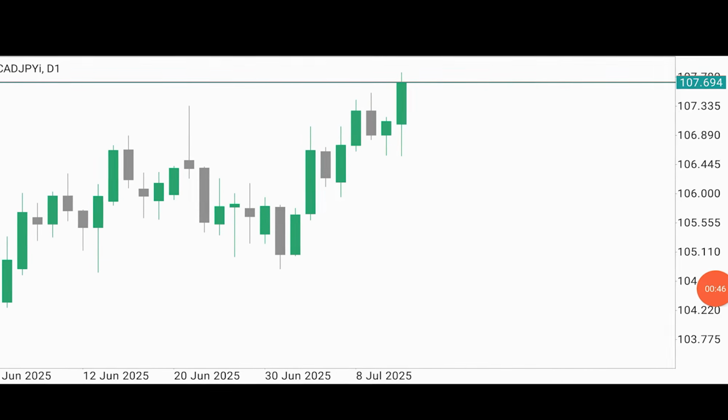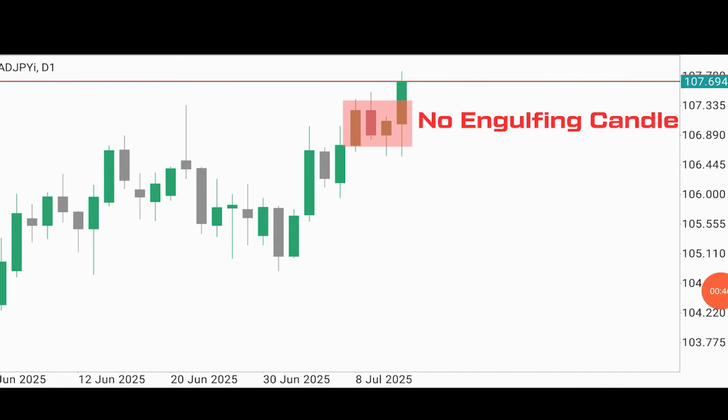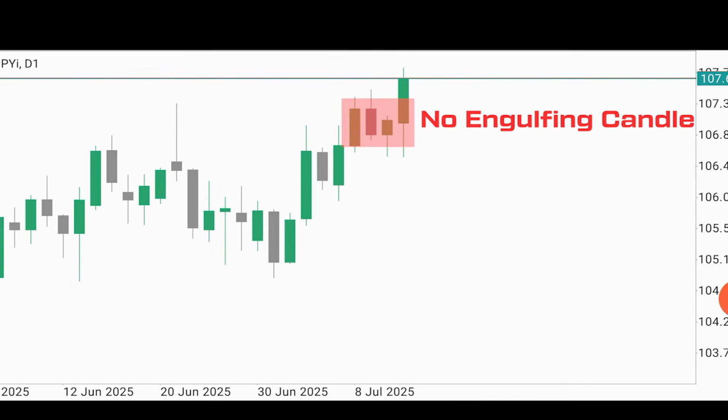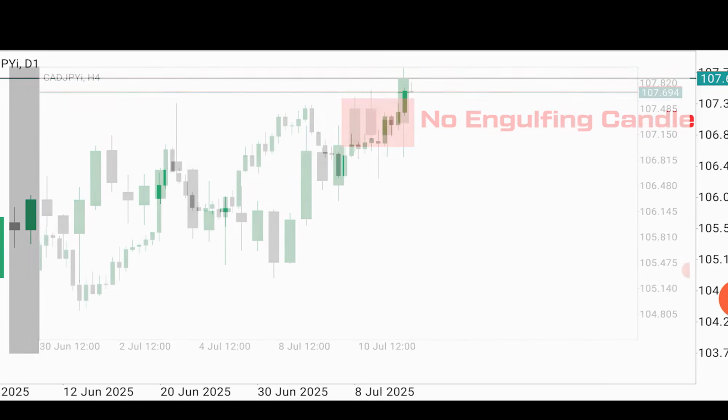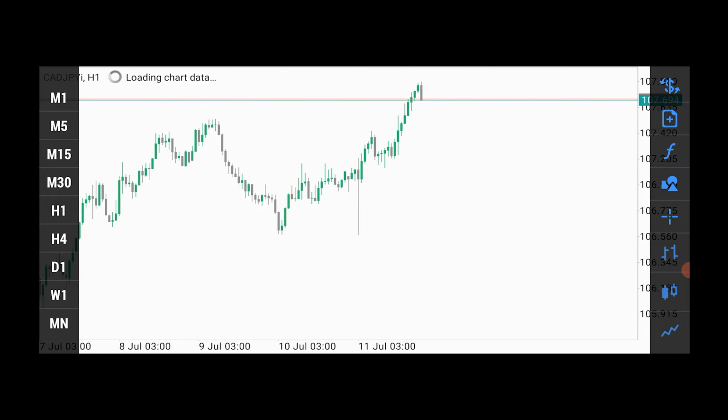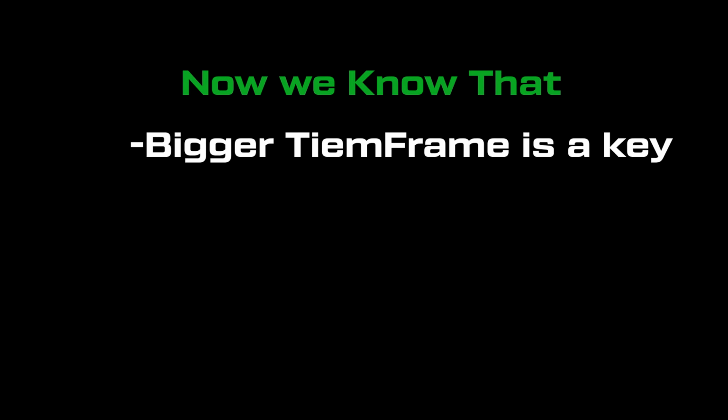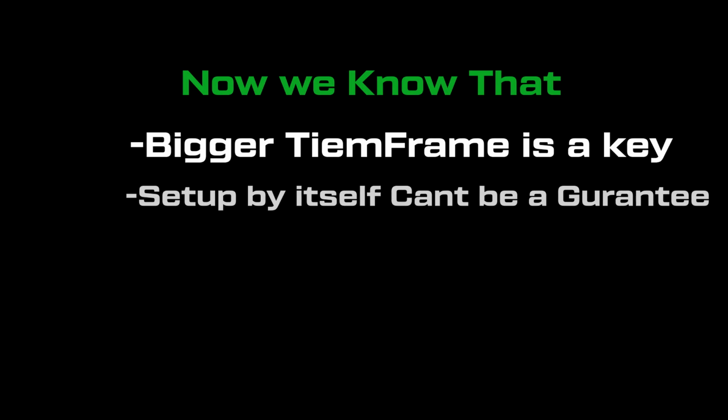You can clearly see that there is no engulfing candle that supports the lower timeframe setup. On this occasion, you can clearly see there was no momentum for a downtrend. Actually, this is a normal thing that happens to a person who gives it a try. Now we know that a bigger timeframe is key for a good setup structure, and we know that a setup by itself can't be a guarantee.